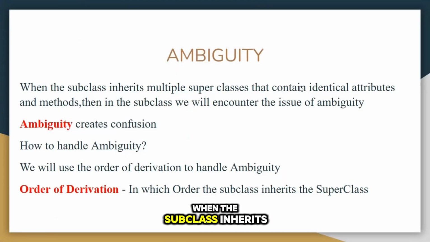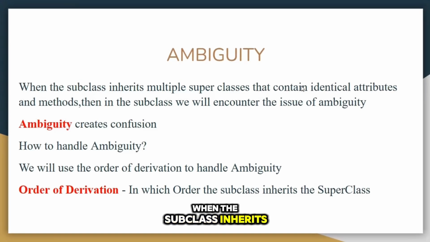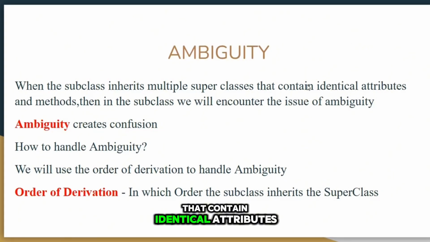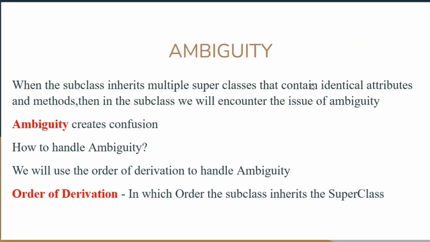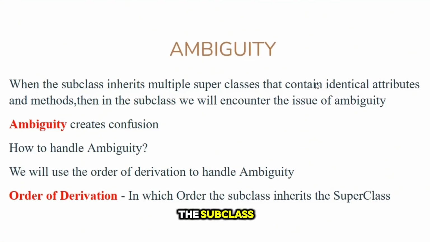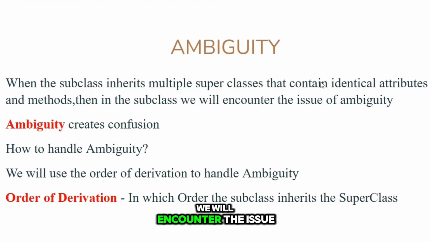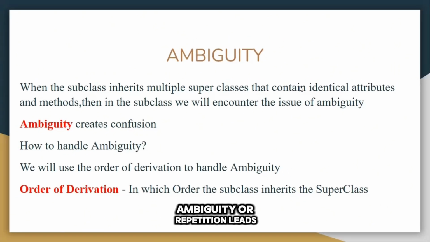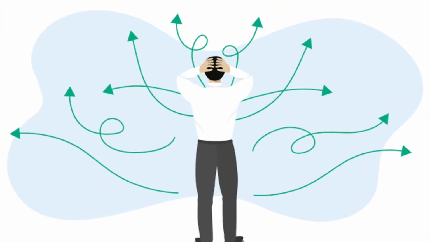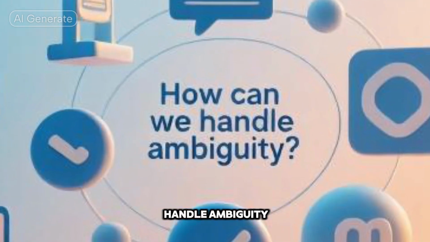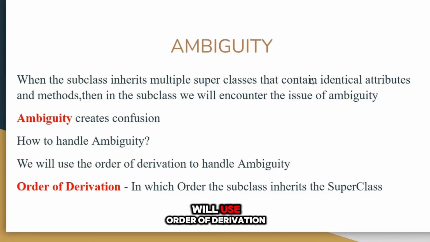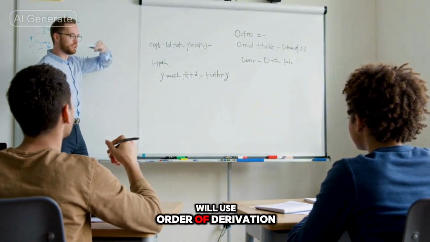When a subclass inherits multiple superclasses that contain identical attributes and methods, we will encounter the issue of ambiguity in the subclass. Ambiguity or repetition leads to confusion. Then how can we handle ambiguity? To handle ambiguity, we will use order of derivation.